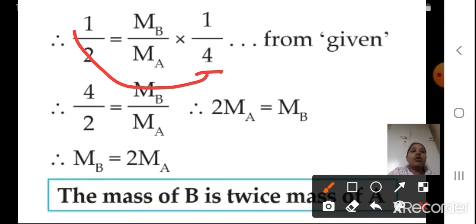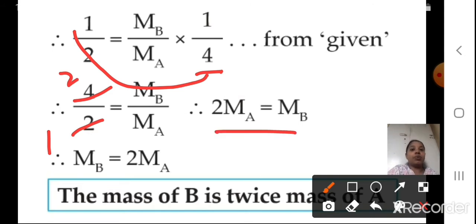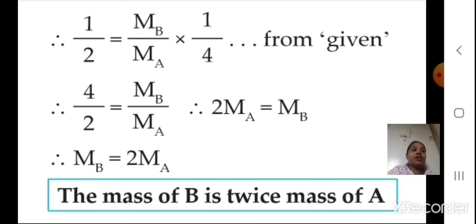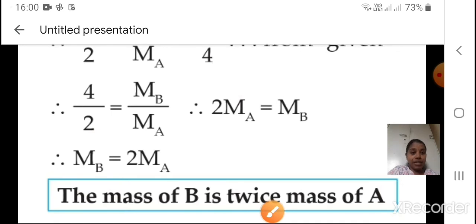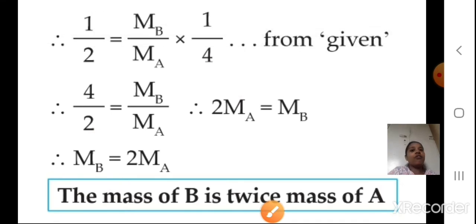So what will happen? 2 ones are 2, 2 twos are 4, right? So what you are getting? 2MA is equal to MB. So the mass of planet B is equal to 2 times the mass of planet A. Did you understand the sum? So the mass of B is twice the mass of A. I hope you understood this sum. We'll continue with the next one.